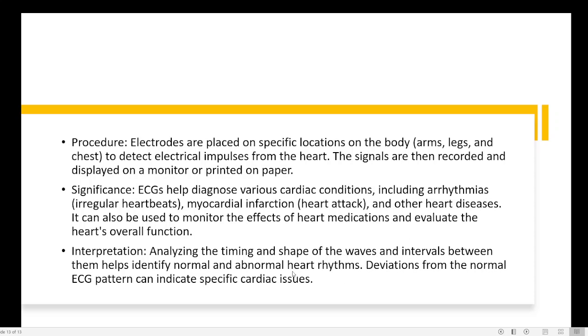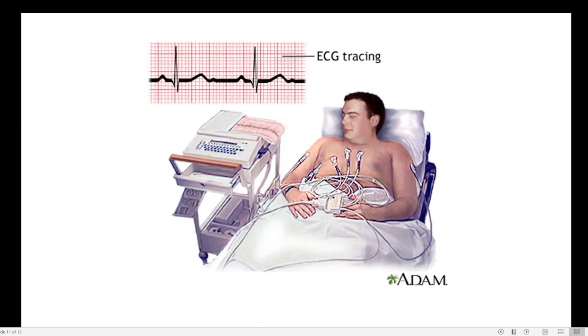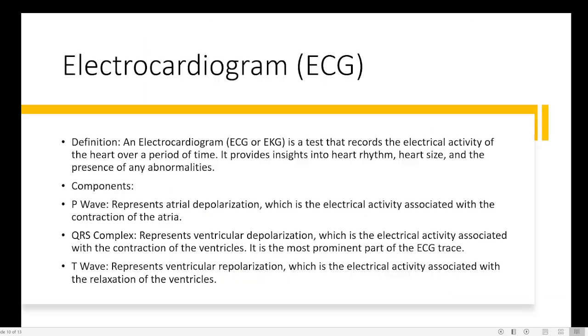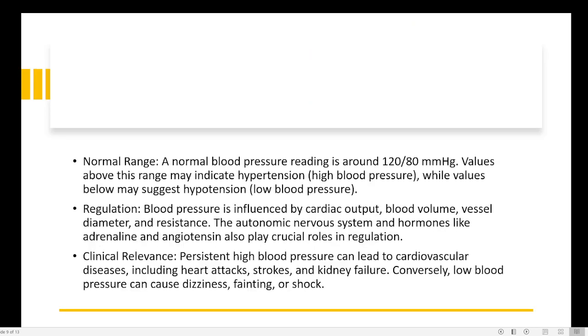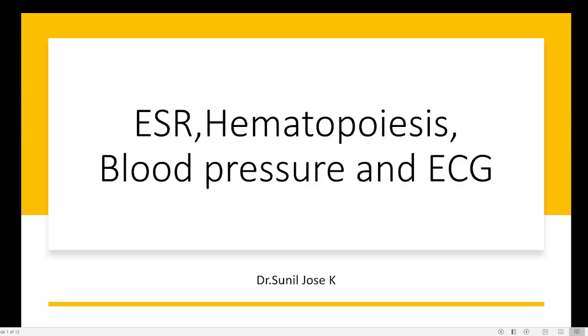By analyzing the timing, shape of the waves and intervals between different waves, the doctor can get a lot of information about the working of the heart. This is the normal ECG, and any deviation from this normal pattern indicates some kind of heart abnormality. So that is the significance of taking an ECG, and this is an idea about the different topics that we have mentioned today. One is electrocardiogram, then blood pressure, hematopoiesis, ESR, etc.